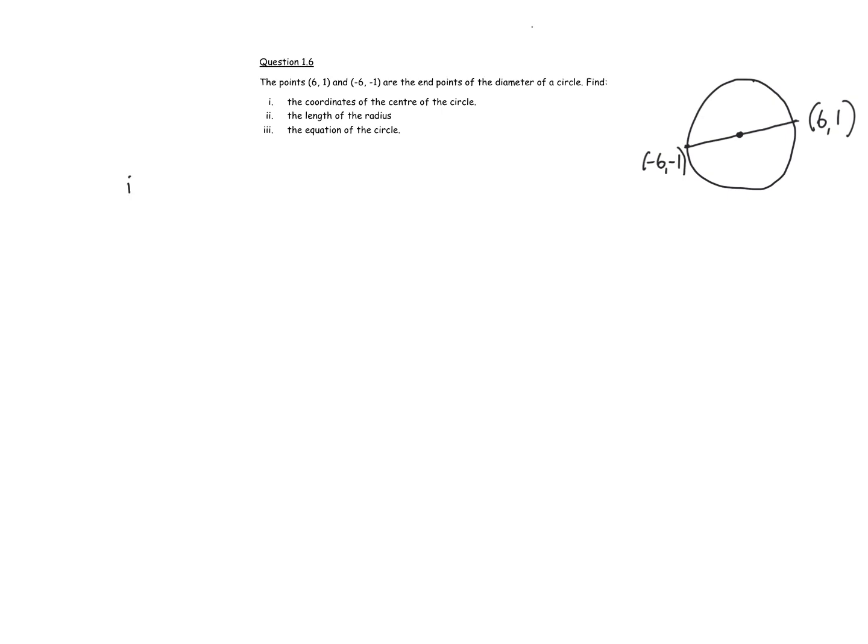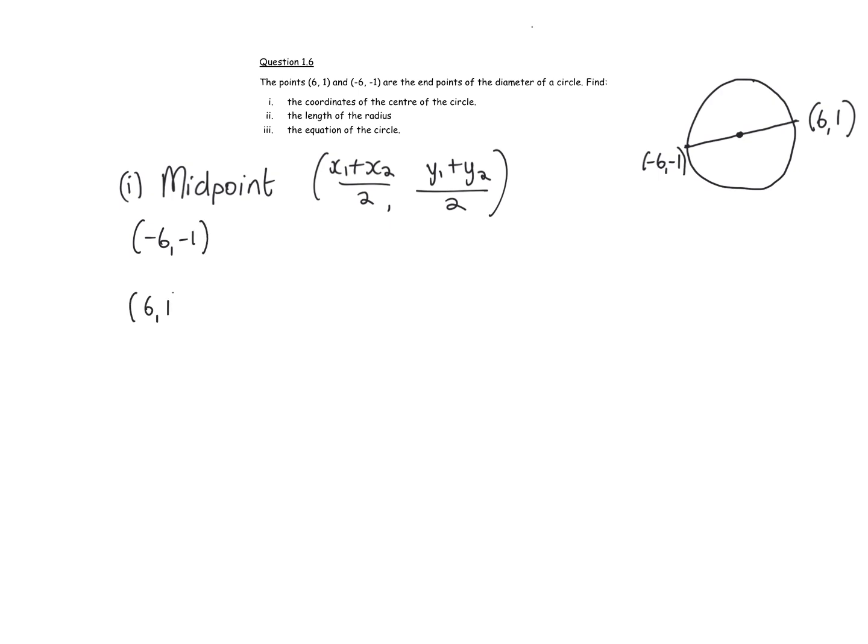So all we're going to have to use for part I is the midpoint formula. Now the midpoint is given by x1 plus x2 over 2 and y1 plus y2 over 2. We have the points minus 6, minus 1 and 6, 1. So minus 6, minus 1 would be x1, y1, and 6, 1 would be x2, y2. Filling it in then, we have x1, which is minus 6, plus x2, which is 6, over 2, and y1, which is minus 1, plus y2, which is 1, over 2.